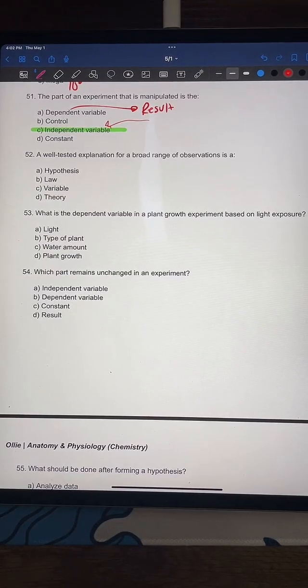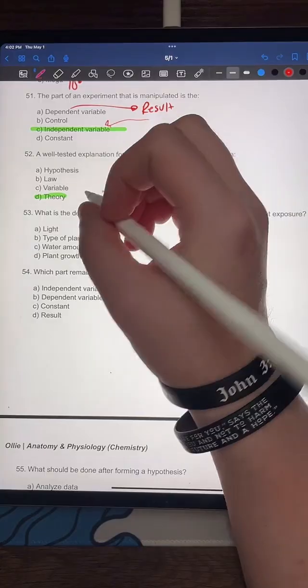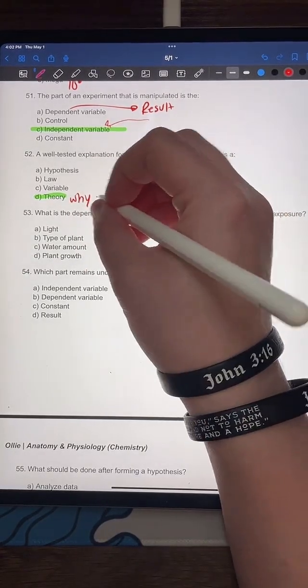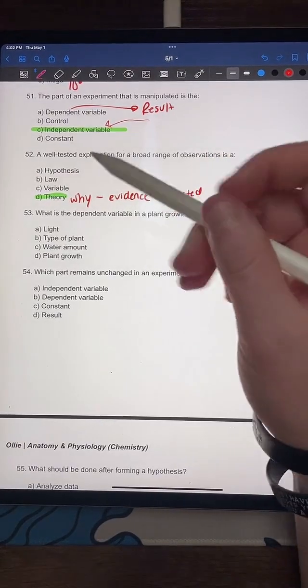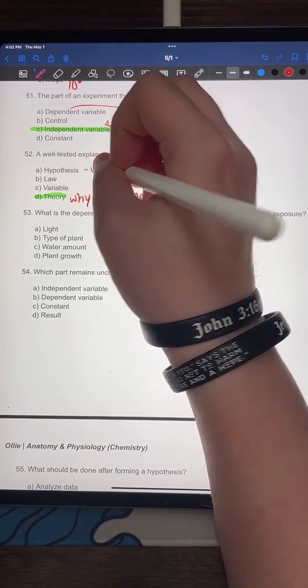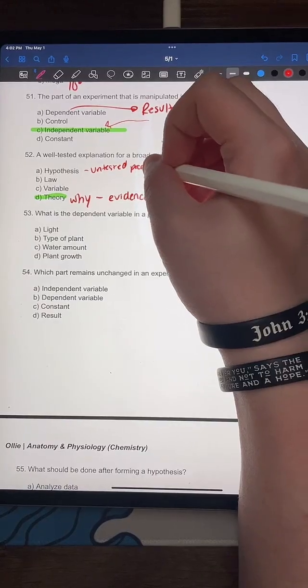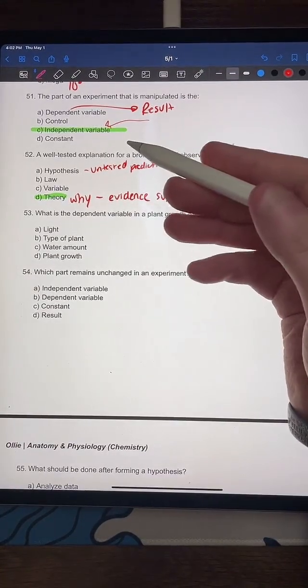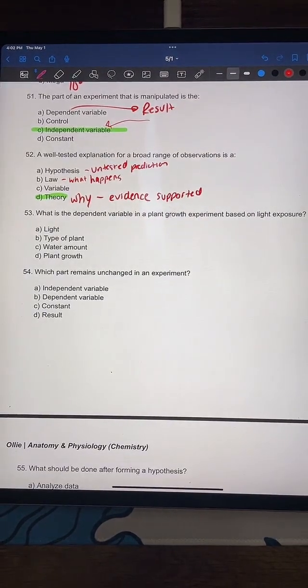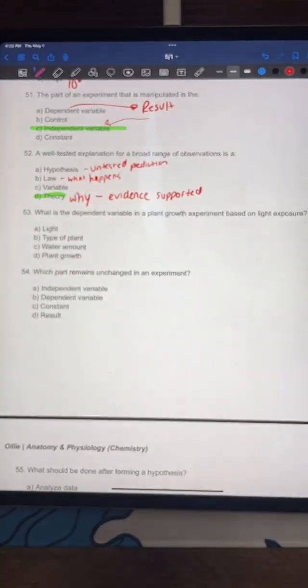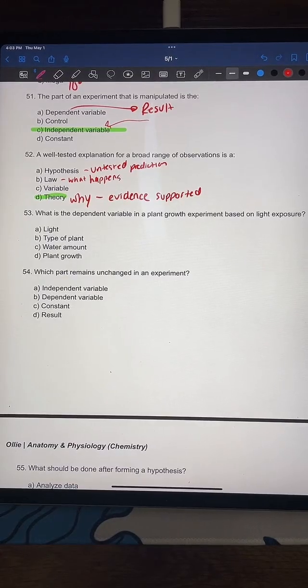Number 52, a well-tested explanation for a broad range of observations is called... The answer is, it is a theory. So a theory explains why something happens, and it is evidence supported. A hypothesis, answer choice A, is untested, which we are going to test, but it is a prediction. A law describes what happens. Laws are very rare because it is often the case where it cannot be changed. A variable is part of an experiment.